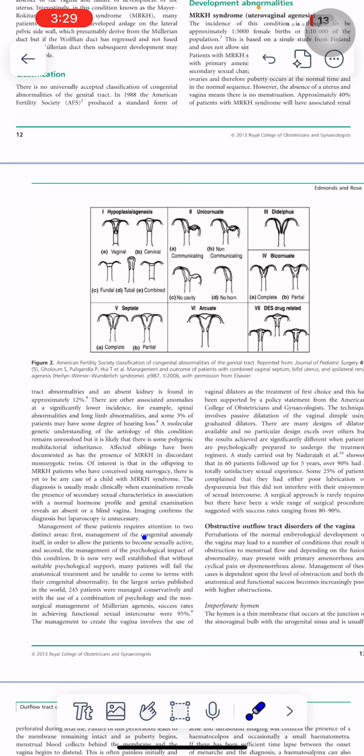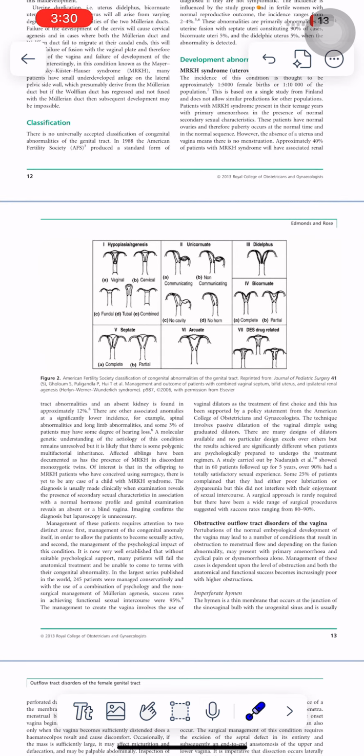Then management of these patients requires attention to two distinct aspects. First, management of the congenital anomaly itself, in order to allow her to become sexually active, and the second is management of the psychological impact of this condition. It is now very well established that management is inadequate without suitable psychological support.